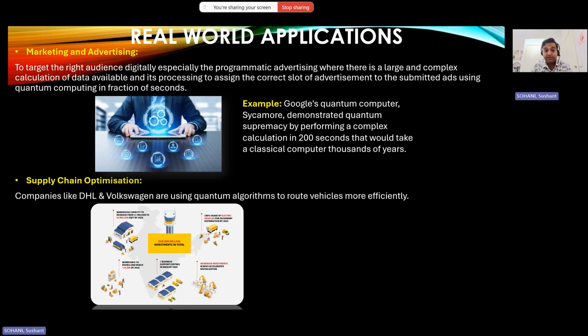One more example, supply chain. If you don't have a supply chain, the world will not run. Okay, we won't be able to ship anything, ships won't be able to run, we will not get fuel, the export and import will stop overall. Okay, so there are two giants in this field, DHL and Volkswagen. They started using quantum algorithms to route vehicles more efficiently.